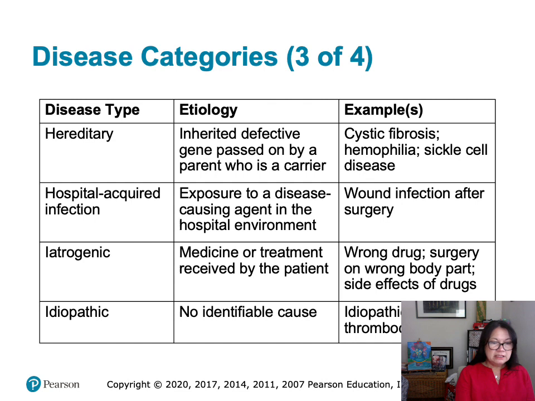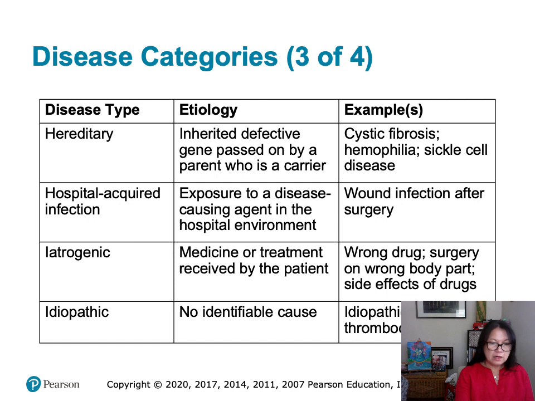A hereditary disease is caused by an inherited recessive defective gene passed to a child from a parent who carries the defective gene but does not necessarily have the disease. Some examples are cystic fibrosis, hemophilia, and sickle cell disease.